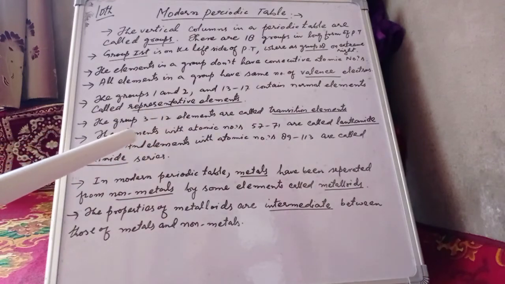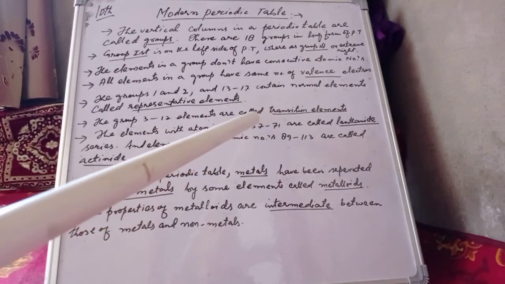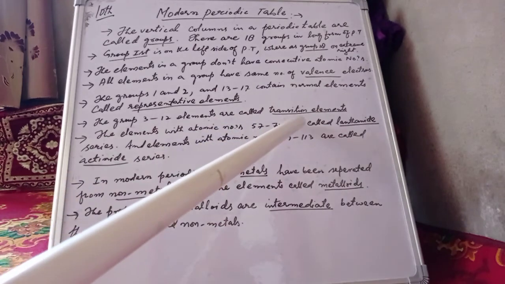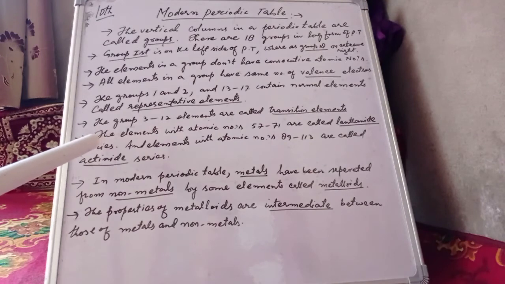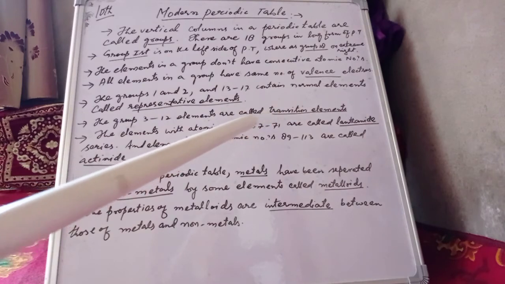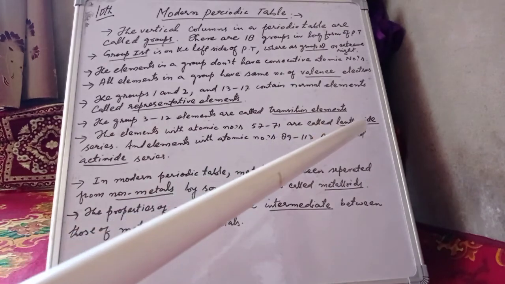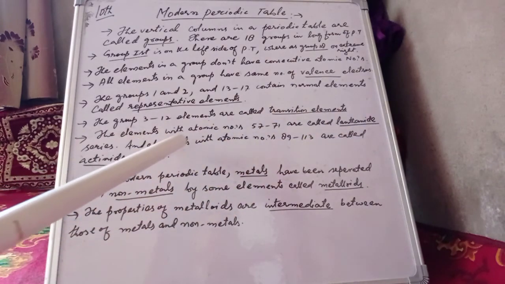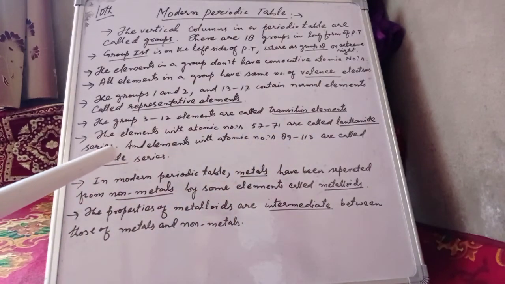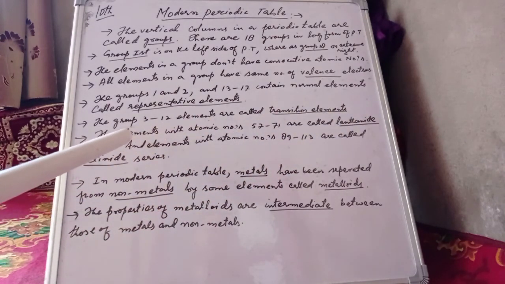Dear students, then the elements with atomic numbers from 57 to 71 are called the lanthanide series. You have to remember it. You may be asked in objective type or MCQ type questions, or very short answer type questions, what are the lanthanide and actinide series. So the elements in the periodic table with atomic numbers from 57 to 71 are called the lanthanide series. Similarly, elements with atomic numbers from 89 to 103 are called the actinide series. So we have the lanthanide series as well as the actinide series in the modern periodic table.